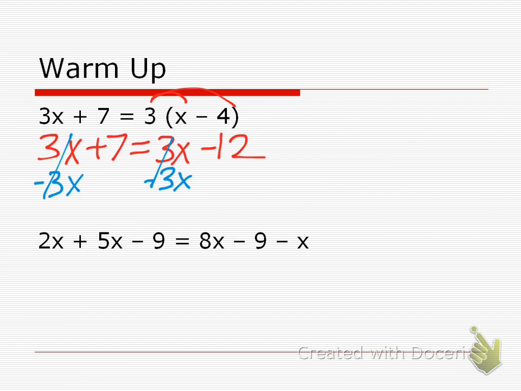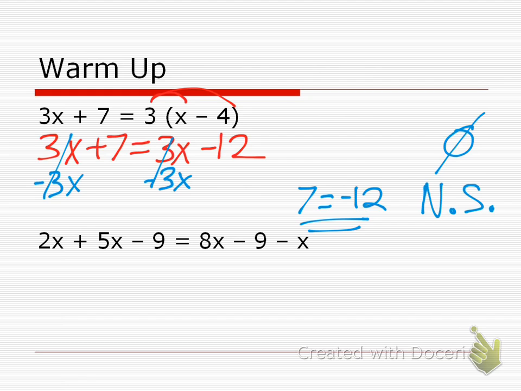They cancel out. You are left with 7 equals negative 12. Right here, you have to ask yourself, is that a true statement? No. So what is the solution? No solution. Okay, so you can write the empty set symbol, or you can put NS for no solution. So again, if you get something that's not true, that's when it's no solution.